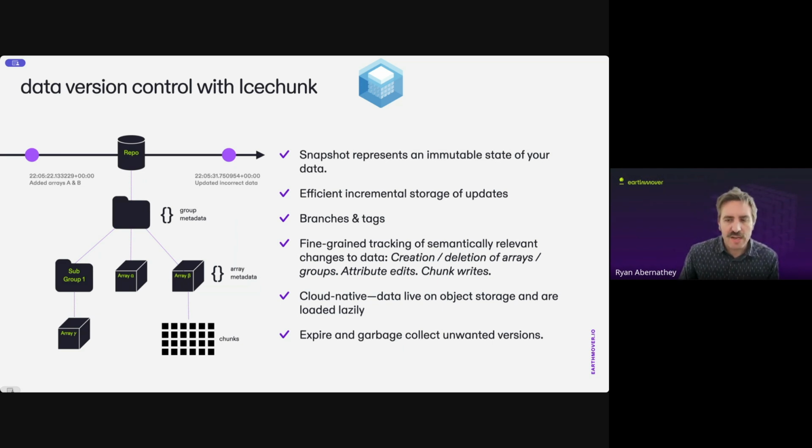Icechunk is fundamentally cloud native and doesn't require you to clone or copy the data to a local file system in order to work with it. You can interact with these data sets, create versions, and update things, purely by talking to cloud object storage. And then finally, to deal with the potential growth of data in storage, as you create more and more versions, Icechunk offers some sophisticated capabilities to expire and garbage collect unwanted versions of your data to free up storage space. So I'm going to walk through all of these things in my demo.